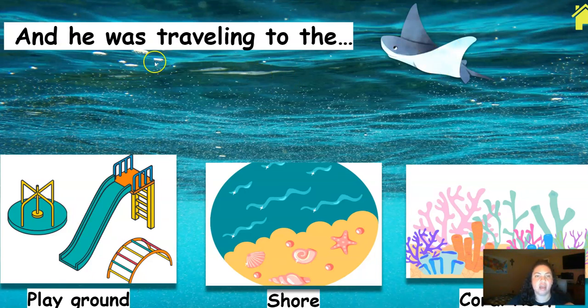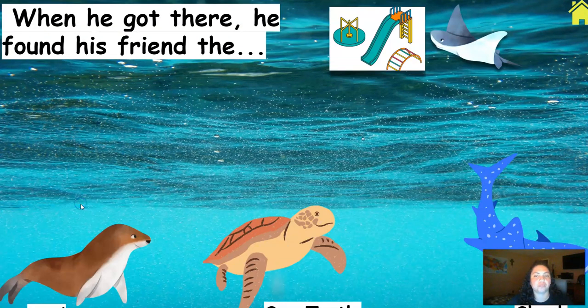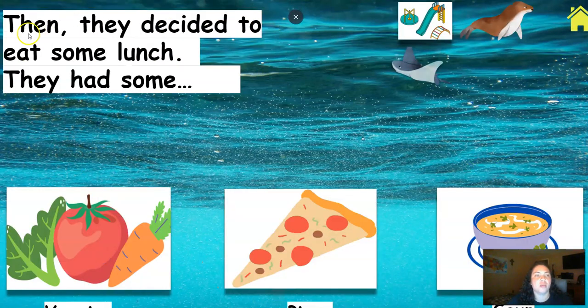Sometimes it has a little bit of a delay. And he was traveling to that, and then they can choose whatever destination they want. And when he got there, he found his friend Da, and then they can choose again between these two. And then they decided to eat some lunch, and they had some veggies.